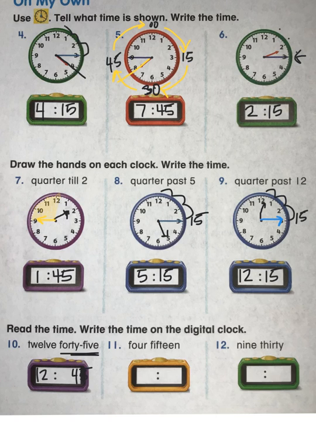Okay, let's look at number 11. It wants us to write, how will we write 4:15? So the hour is 4. So what we write over here in our hour is the number 4.